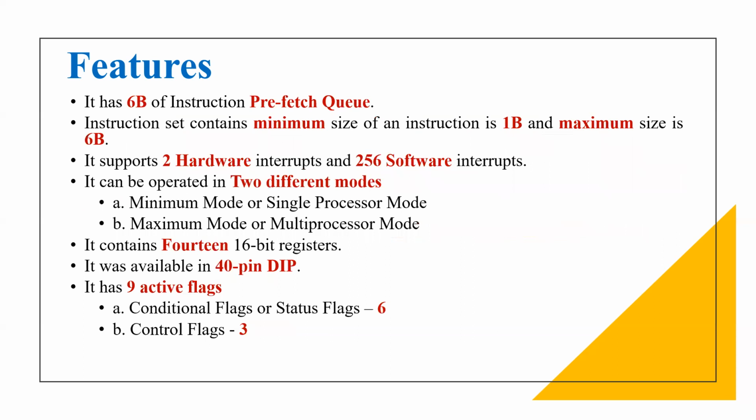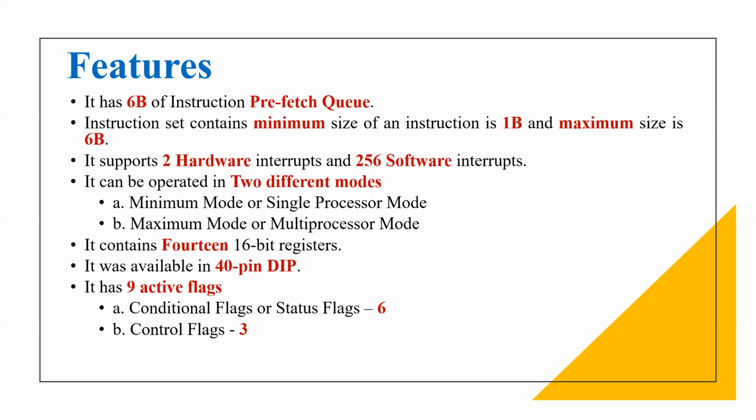Coming to another feature, it has a 6 bytes instruction prefetch queue. That means in the internal structure of the 8086 processor, there is an instruction prefetch queue. The name itself indicates prefetch queue. That means it can hold 6 bytes of instructions ahead of their execution, so that the execution can be done in a faster way. So that is the use of this prefetch queue.